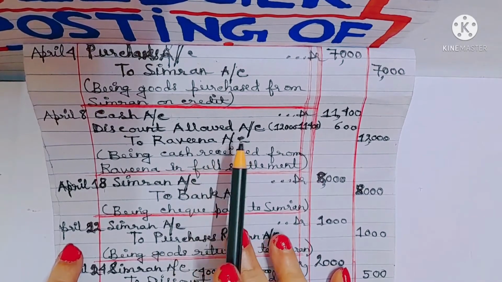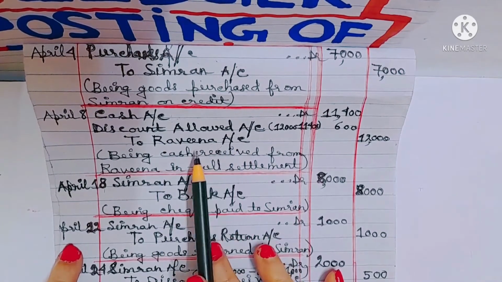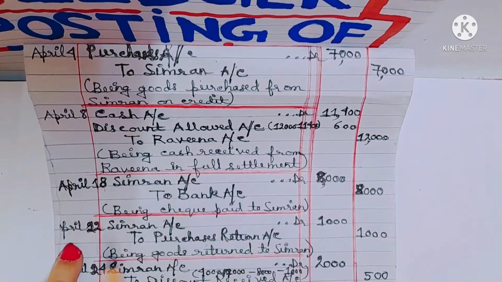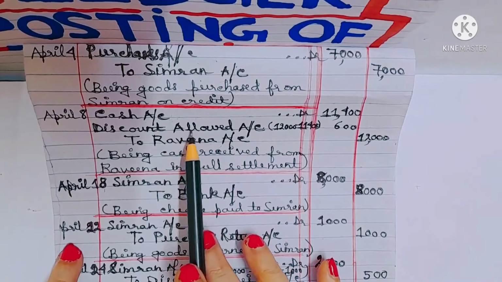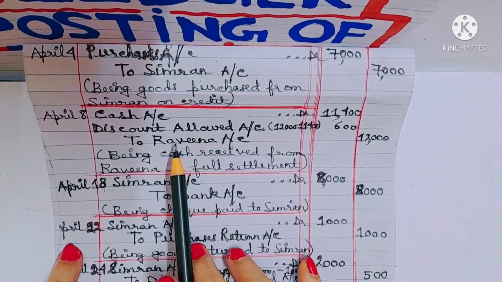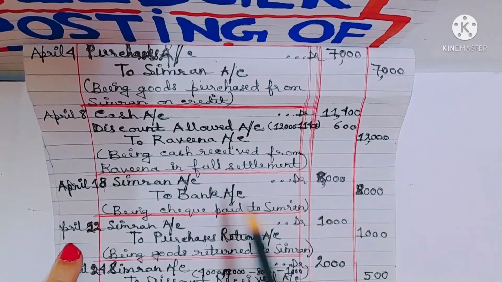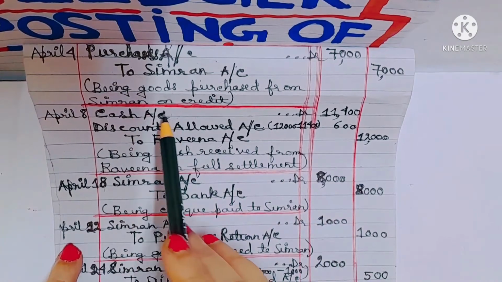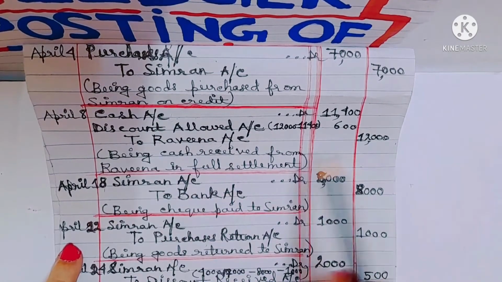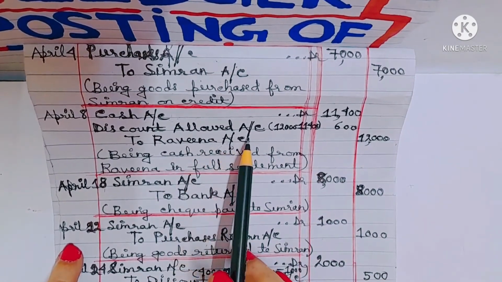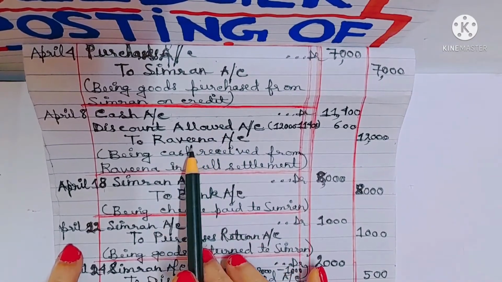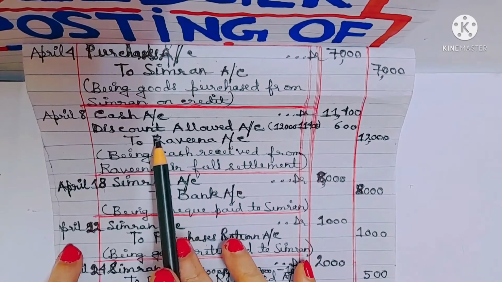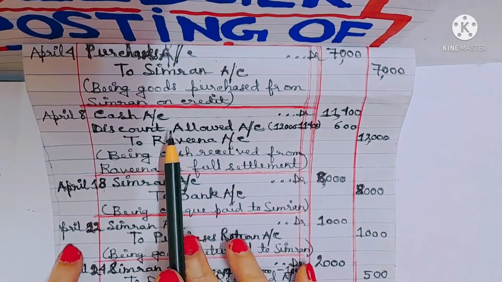Since cash account is on the debit side, revenue account will also be on the debit side in the cash account. Don't write discount allowed because cash account and discount allowed both are on the debit side. We'll have to look at the credit side. Credit side ektai account ache, revenue account. Since cash account is on the debit side, revenue account will also be on the debit side in the cash account, and discount allowed account ignore.